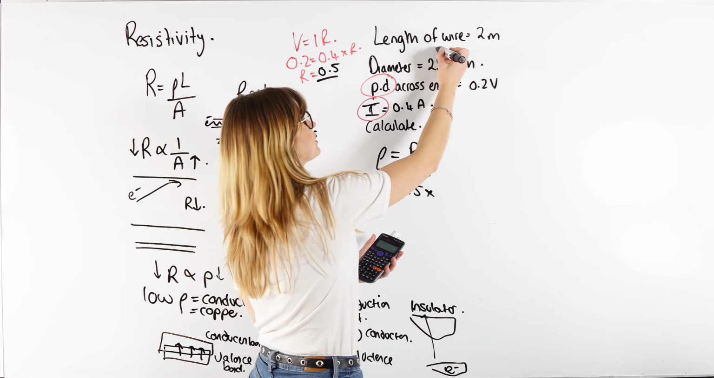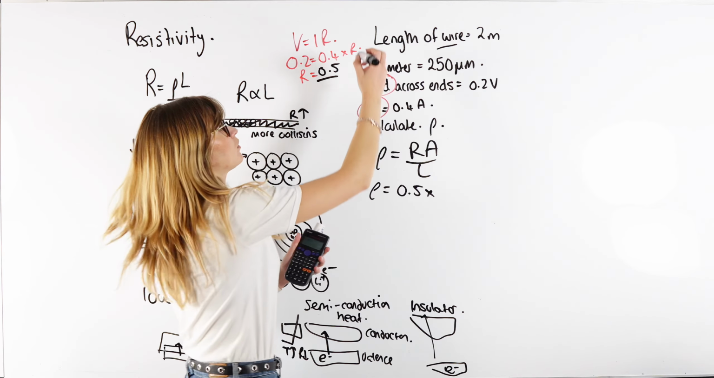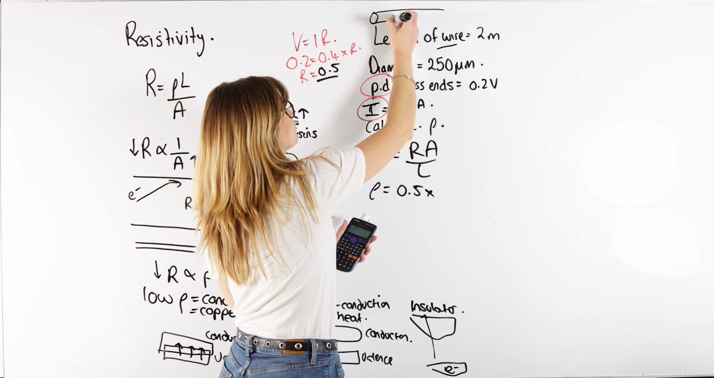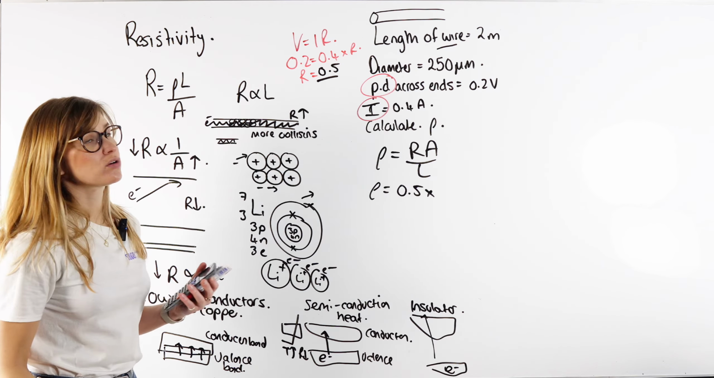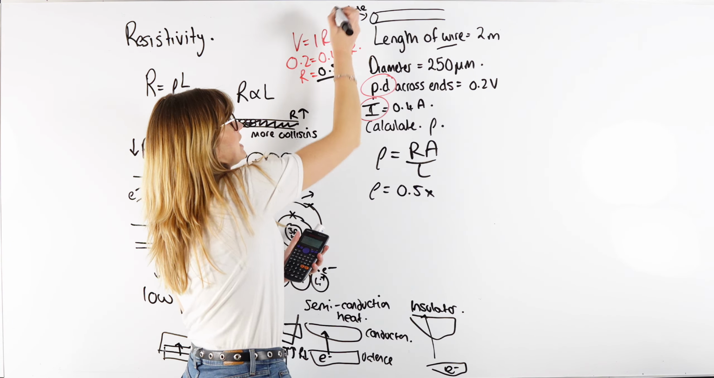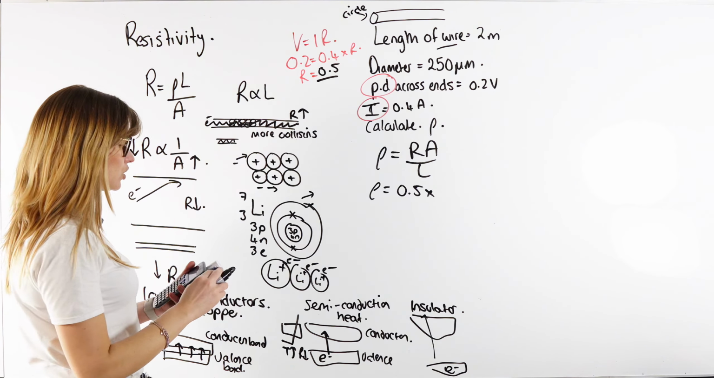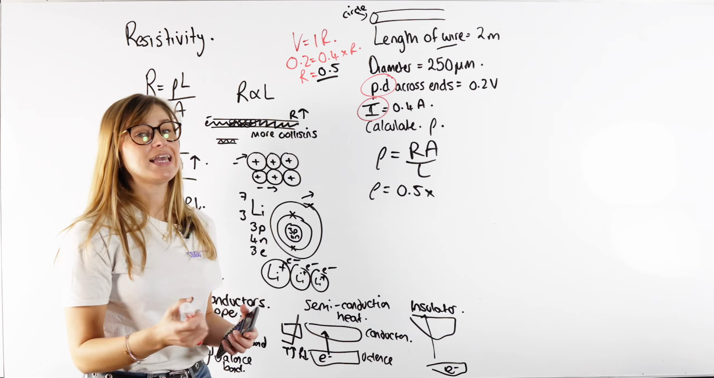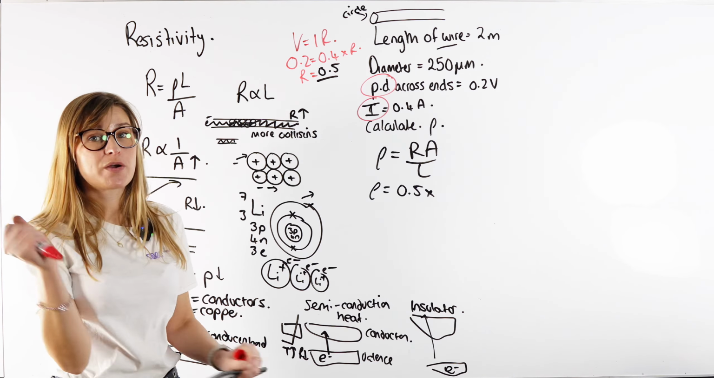It told us it's a wire. You have to imagine a wire is normally cylindrical in shape. That's normally my wire. So if I want to find the cross-sectional area, that's going to end up being a circle. And if I want to find the area of a circle, we do pi r squared or pi d squared over 4.